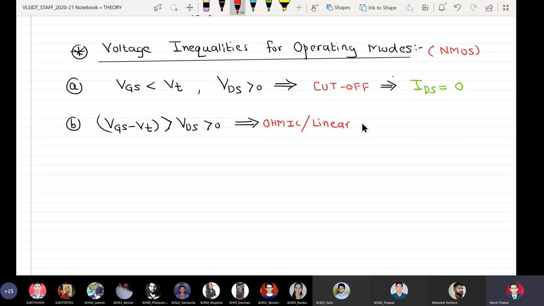And the current IDS is proportional to VDS. In other words, IDS is equal to K times VDS.